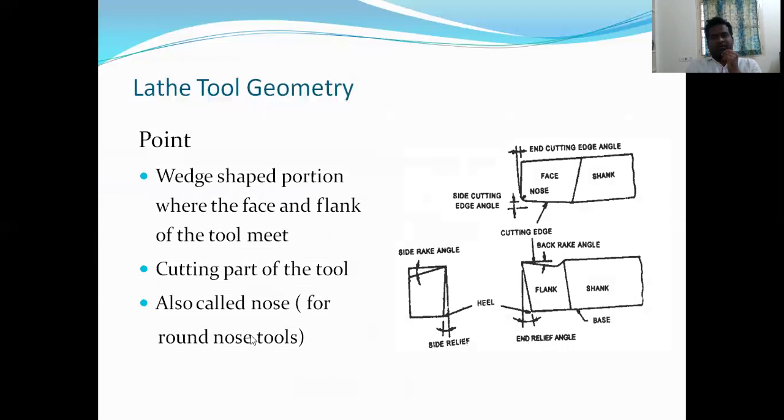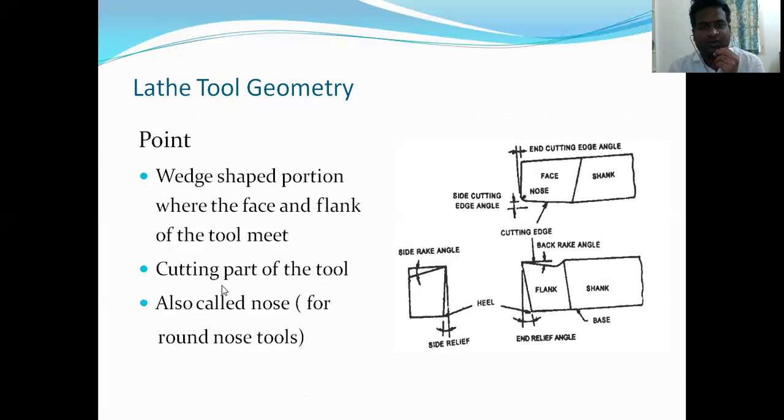Point. This is the point, a wedge shape portion where the face and flank meet. So the top surface is the face and the flank is here. These two surfaces are made here. So this is called a point.